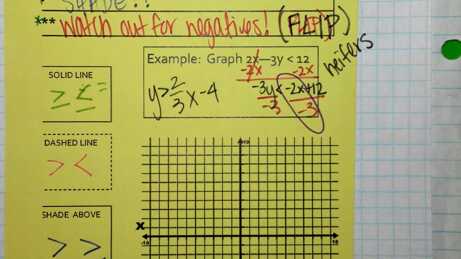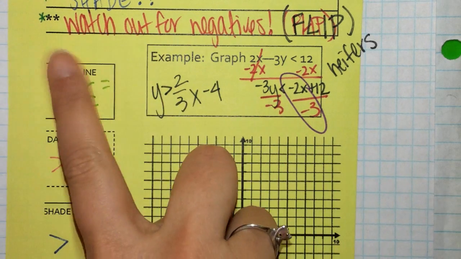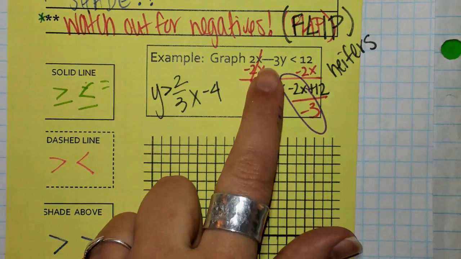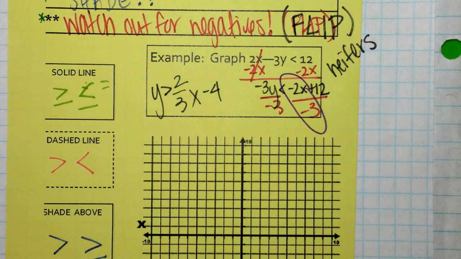Miss Asper, what do we flip? The sign, the inequality sign. So we flip when we multiply or divide by a negative. That's why it says watch out for negatives. It doesn't flip anyway because it's positive? Only if you multiply or divide by a negative. If this was a positive 3, you would not flip. Okay, so you're flipping the negative 2 and the positive 12.